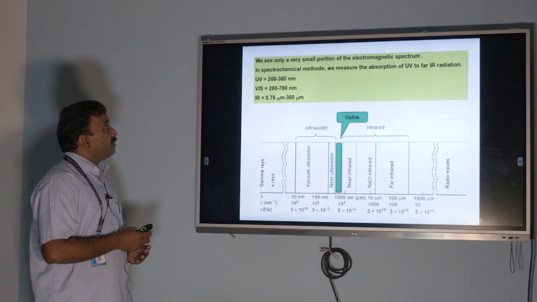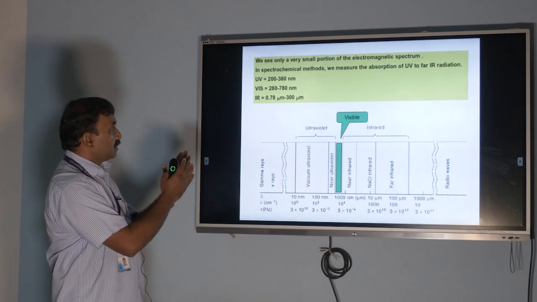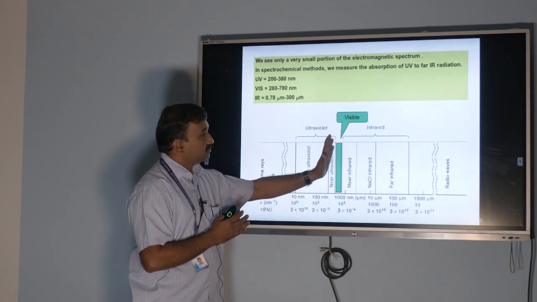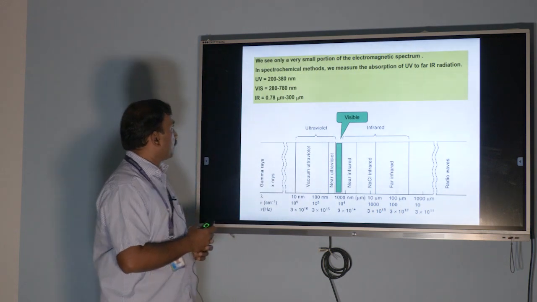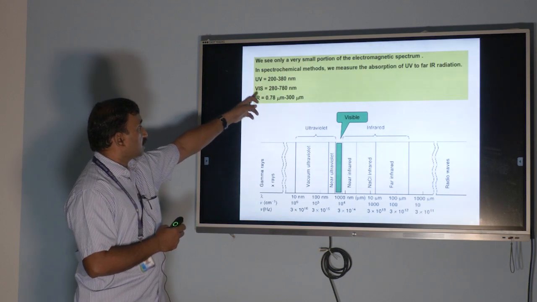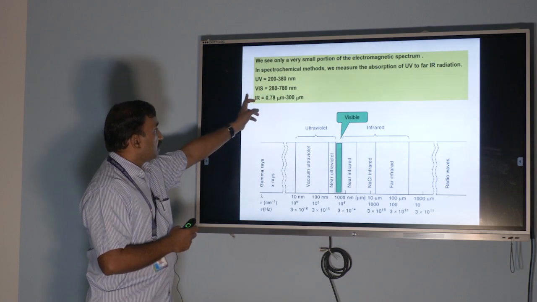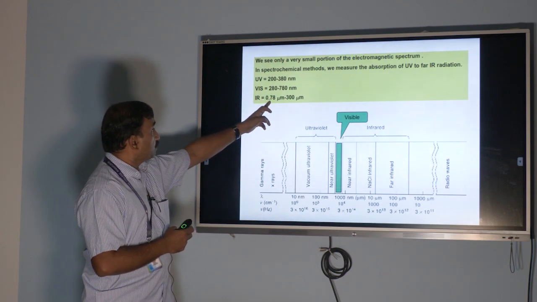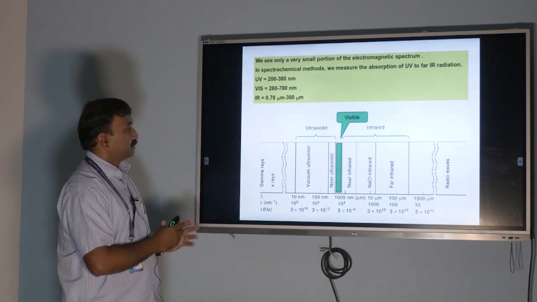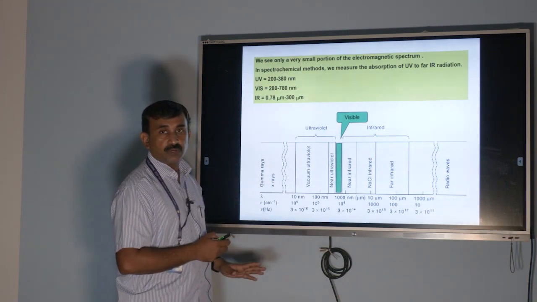We see only a very small portion of the electromagnetic spectrum. That is, we can see only this visible region. All other regions we cannot see with the naked eye. The wavelength range of UV is from 200 to 380, visible range is from 380 to 780, and infrared range is from 0.78 micrometer to 300 micrometer. Among these three, only the visible one is seen by the naked eye.